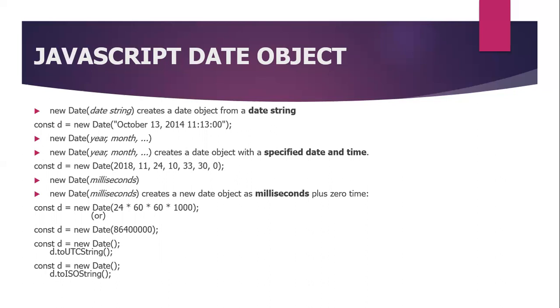Next is year and month. Here I'm mentioning new Date with year 2018, month 11, and then 24 for hours, minutes, milliseconds. So these are a variety of ways, and even a date can be converted into two formats, UTC string format and ISO format.